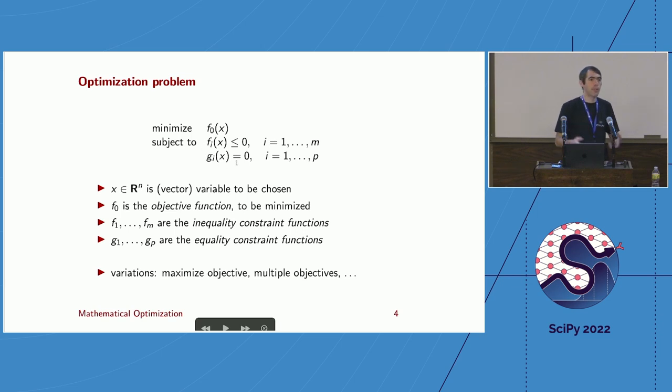Now, this is just one particular way to think about an optimization problem, but it's one we're going to stick with for the course. And there are many, many variations of this. For example, you might want to maximize instead of minimize. You might have multiple objectives that you're somehow balancing. There's other kinds of sets that your functions can lie in. But they all, in some sense, can be mapped into this standard form.